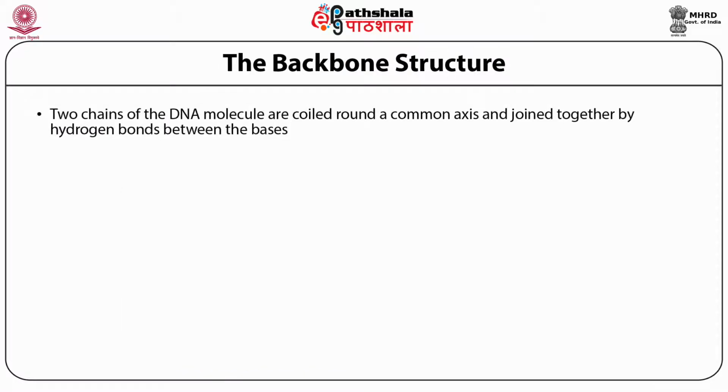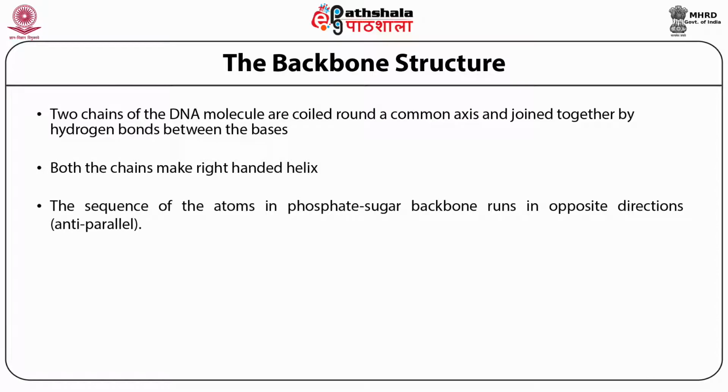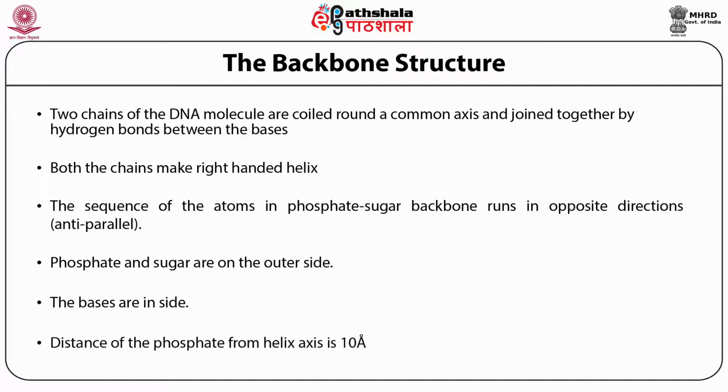The two chains of DNA molecule, according to the Watson-Crick structure, are coiled around a common axis and joined together by hydrogen bonds between the bases. Both the chains make right-handed helix. The sequence of atoms in phosphate sugar backbone runs in opposite direction, or anti-parallel. Phosphate and sugar are on the outer side. The bases are inside. The distance of the phosphate from the helical axis is about 10 angstrom.